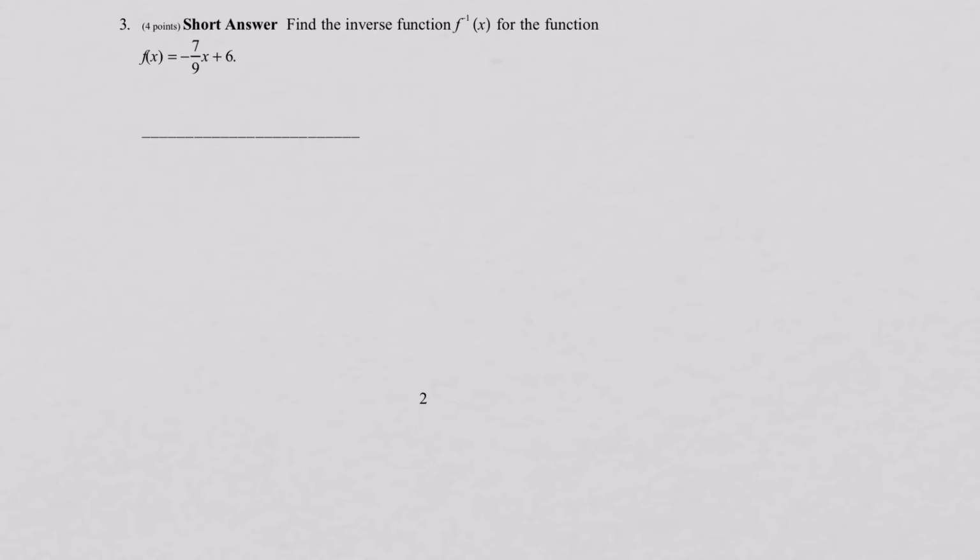Step 1, always replace f of x with y so that you can work with it a little easier. Okay. Next, what I'm going to do is solve for x. I want to isolate the x all by itself. So what I'm going to do is subtract 6 first.